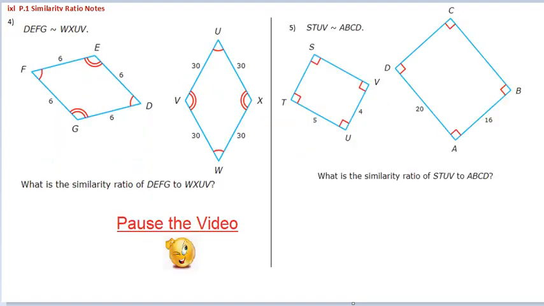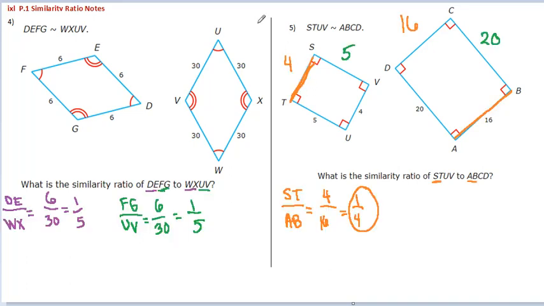Okay, why don't you go ahead and pause the video and see if you guys can do these next two problems by yourself. And then we'll check it out and see what we've got. Alrighty. Hopefully what you guys got, you could have chosen side DE and made a ratio to side WX, like I did here. DE is 6, WX is 30, and that reduces down to 1/5. But you could have chosen any other side. So I did another one. I did FG, and I set it to UV, and that also turns into 1/5.